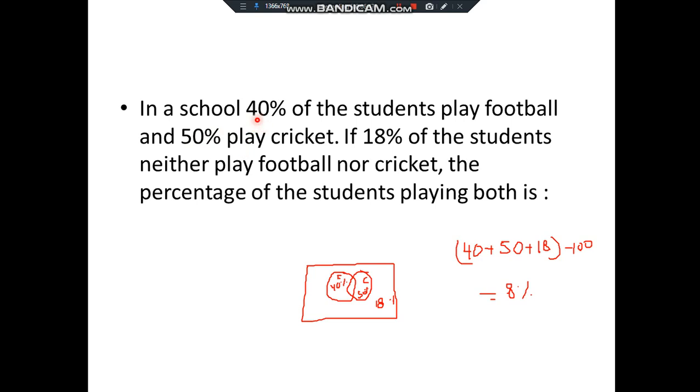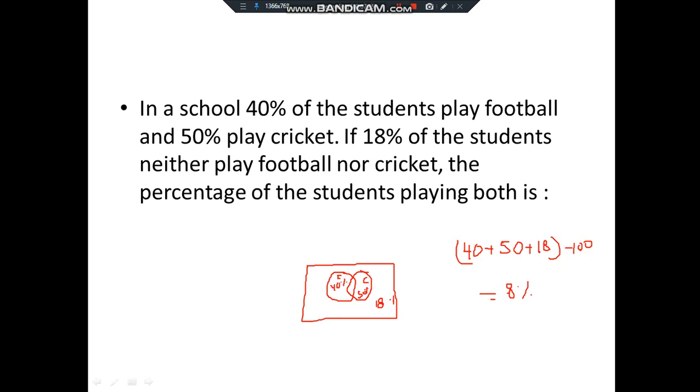See, 40% football and 50% cricket. If 18% play neither football nor cricket, we have to find the total percentage of students playing both. So 40 plus 50 plus 18 in total. When you add and subtract it from 100, you will get the percentage of students playing both. So 40 plus 50 plus 18 minus 100, which is 108 minus 100, you get 8%. Hope you understood. This is how you have to solve these Venn diagram questions.